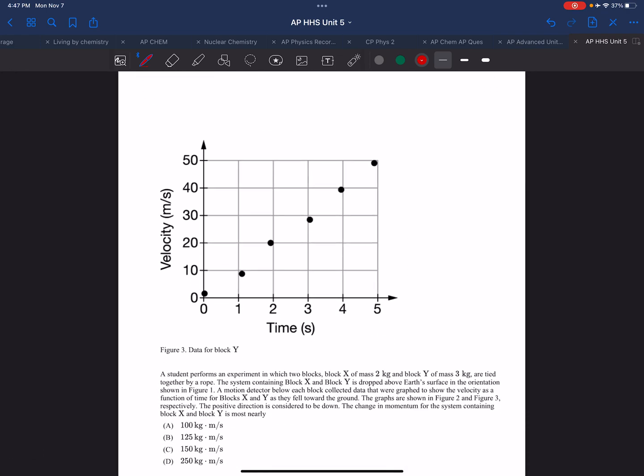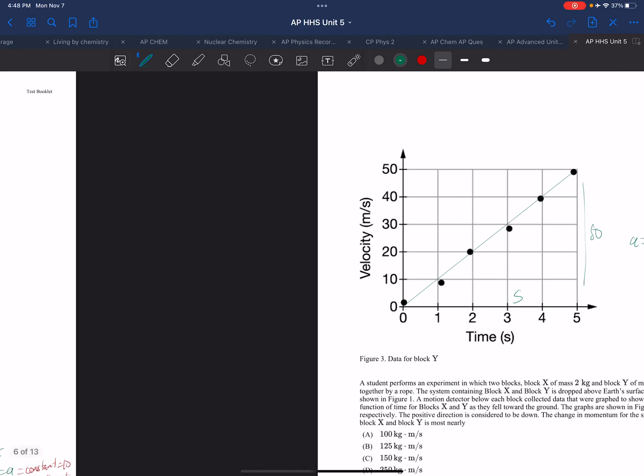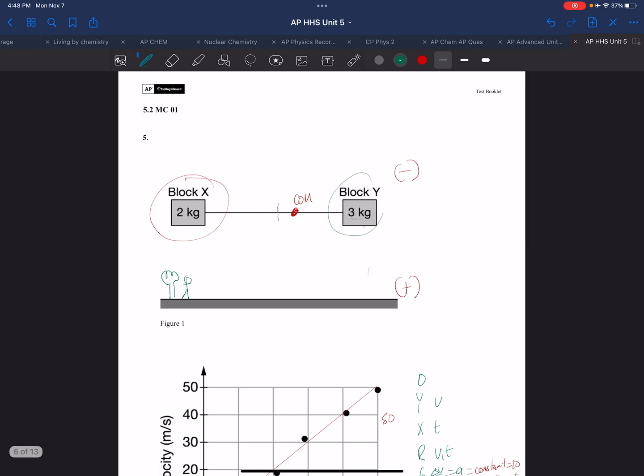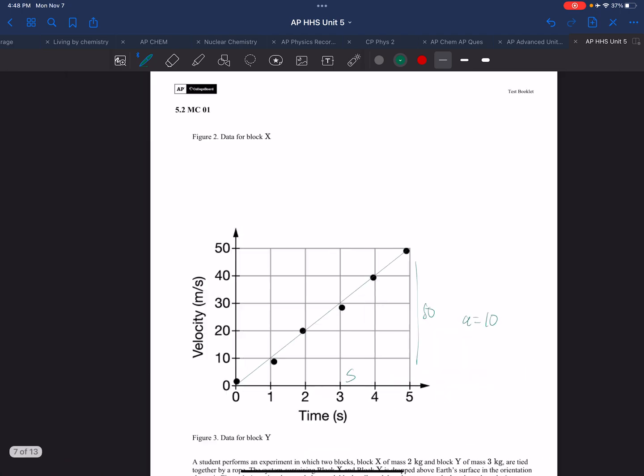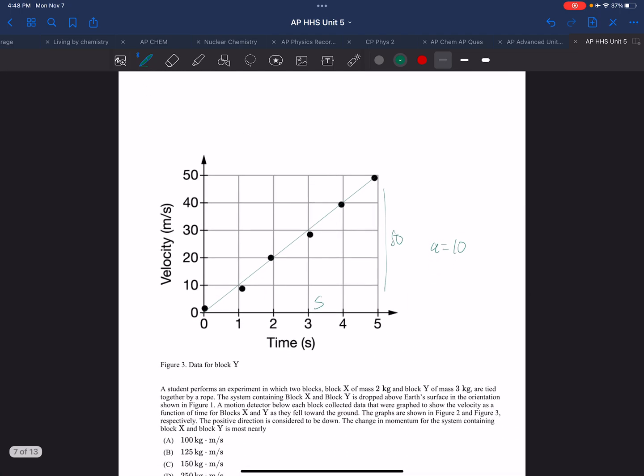Its velocity time graph looks relatively the same. And lo and behold, we have the slope, which is 50 over 5. So again, we have the acceleration equal to 10. And that would come as no surprise, that block X and block Y would both accelerate at 10 meters per second squared if they were in free fall. But again, this is all supposition.